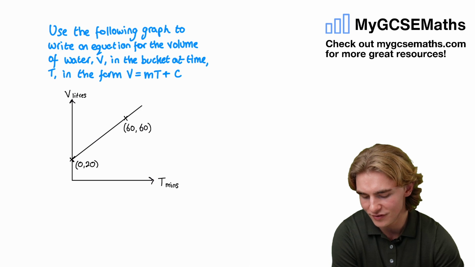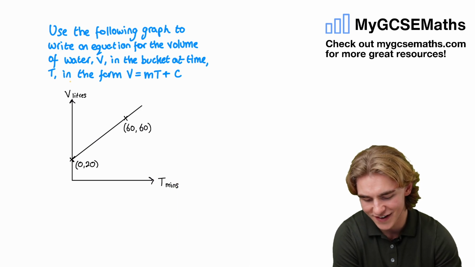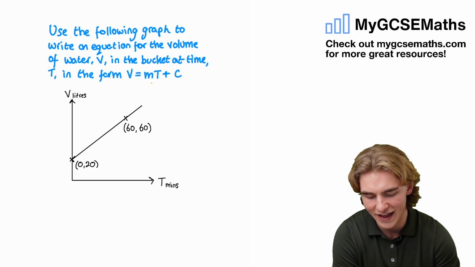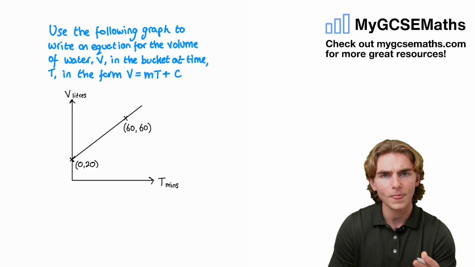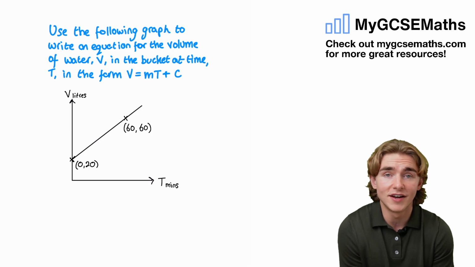The question says, use the following graph to write an equation for the volume of water, V, in the bucket at time, t. We can see that V is on the y-axis and t is on the x-axis, in the form v equals mt plus c. So what do we actually have going on here? We actually have a regular straight line.